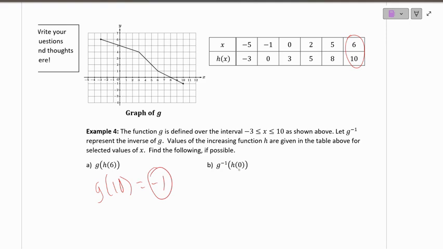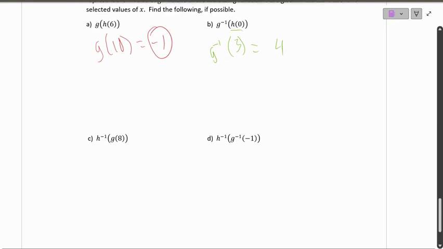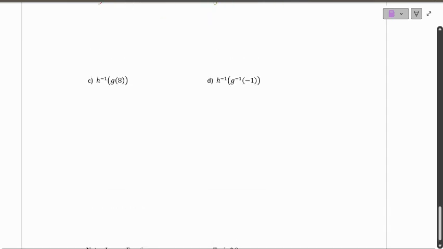Now we're getting some inverses involved. So h of 0 is 3. Now I want the inverse of g of 3, which again, since I have the original, I can look at the y value and find its corresponding x. Because if I switch those two around, that's going to tell it to me. Or I could graph it, right? So go ahead, take a second, do C. C is basically the same idea, and D, and then come back.